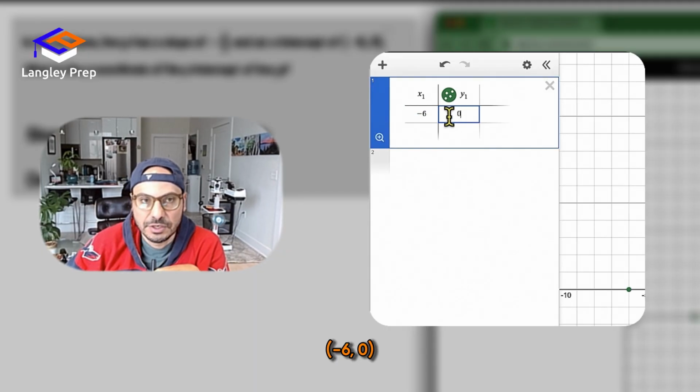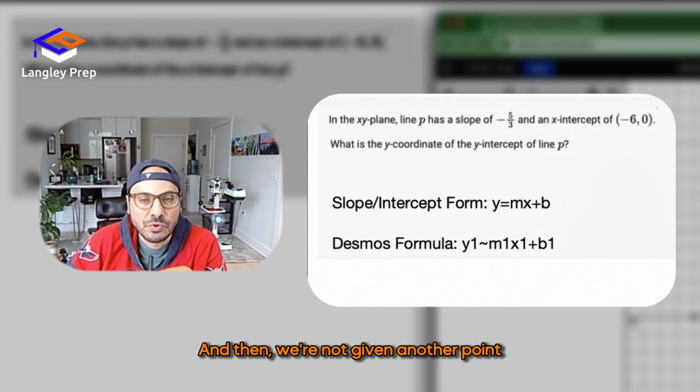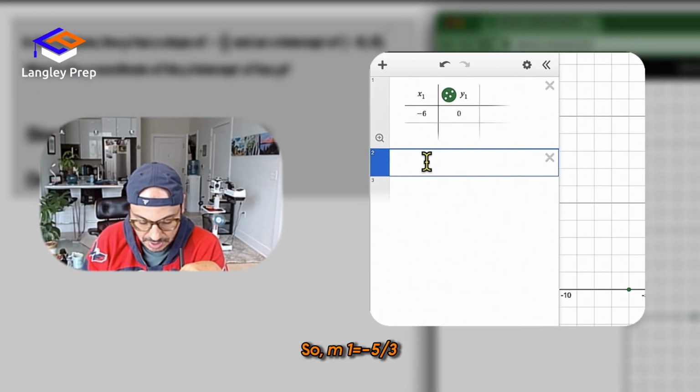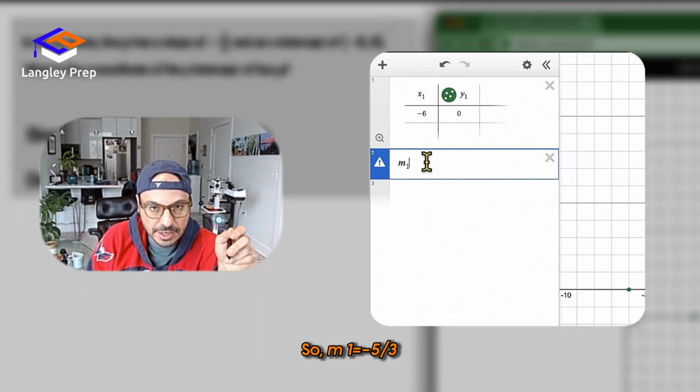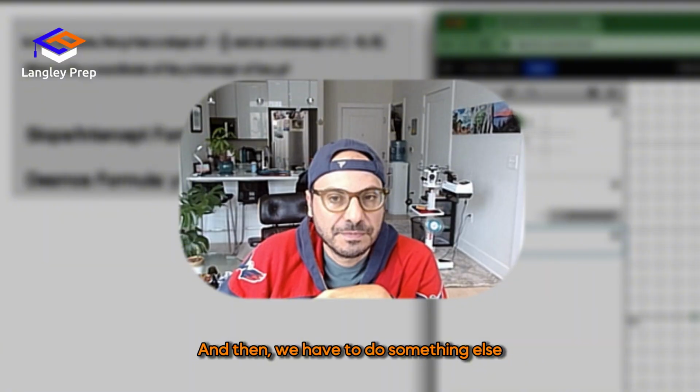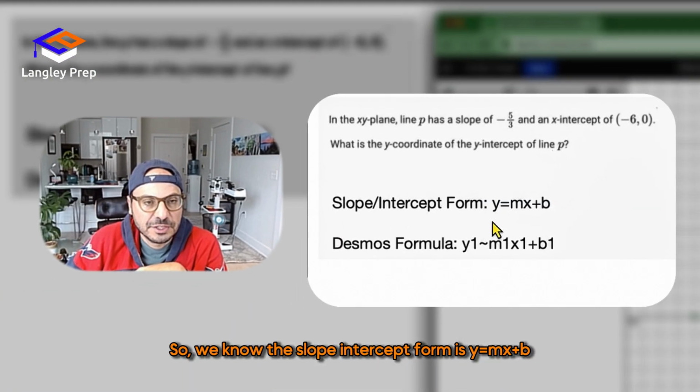-6, 0. And then we're not given another point, so we can't do the same thing, but we can do it another way. Slope is -5/3. So m1 equals -5/3. And then we have to do something else. So we know the slope-intercept form is y equals mx plus b.